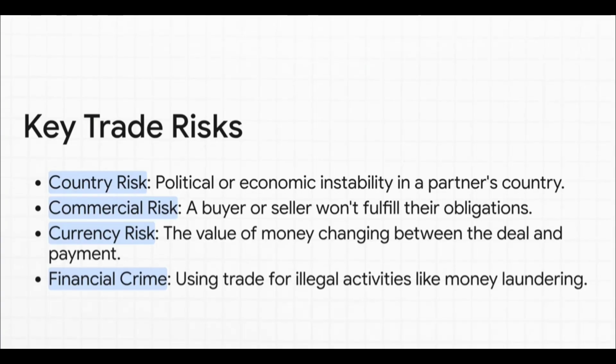First, there's country risk. The chance that political or economic problems in your partner's country could mess up the deal. Then there's commercial risk, which is the simple risk that the other company just doesn't hold up their end of the bargain. Currency risk is a sneaky one. The exchange rate can change between when you sign the deal and when you get paid, which can eat into your profits. And finally, you have the really serious one, trade-based financial crime.